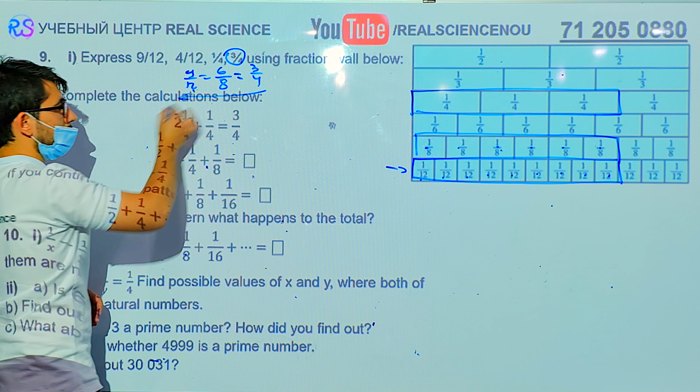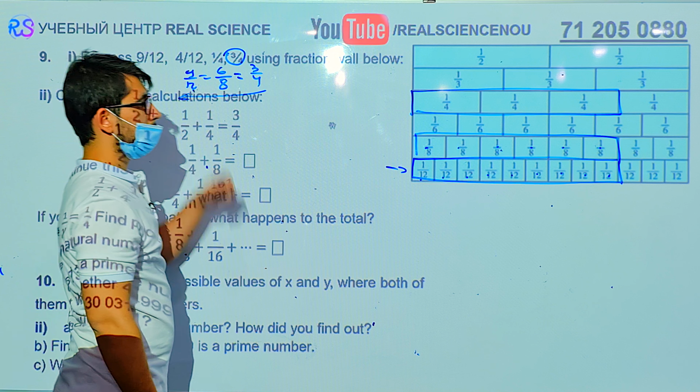9/12, express using the fraction wall below. So here you have something over 12, right? You will take 1, 2, 3, 4, 5, 6, 7, 8, 9 of them, and this length. It is equal to how many of 1/8 with the same length? 1, 2, 3, 4, 5, 6, right? So you can write 9/12 as 6/8. Okay? And it has the same length as 3/4, right? You see? The same length. So 3/4. Done?